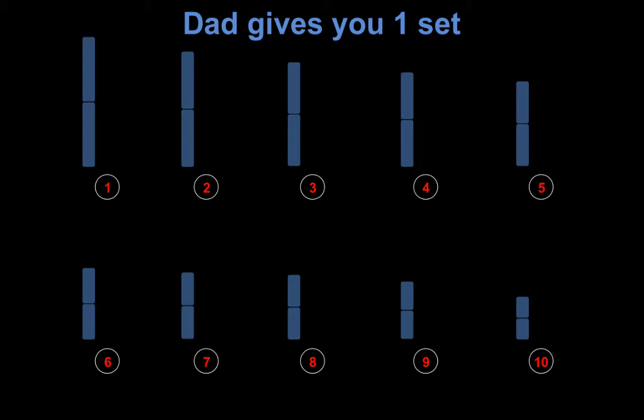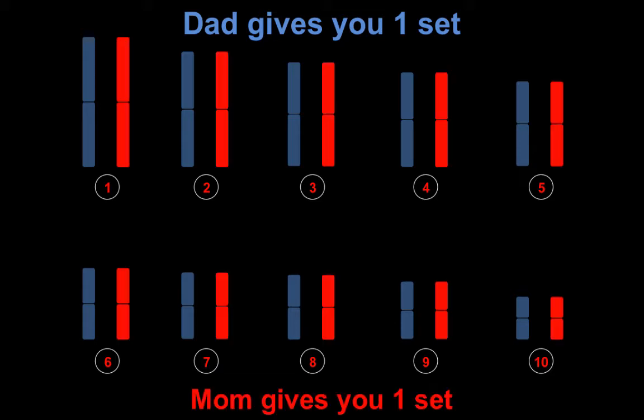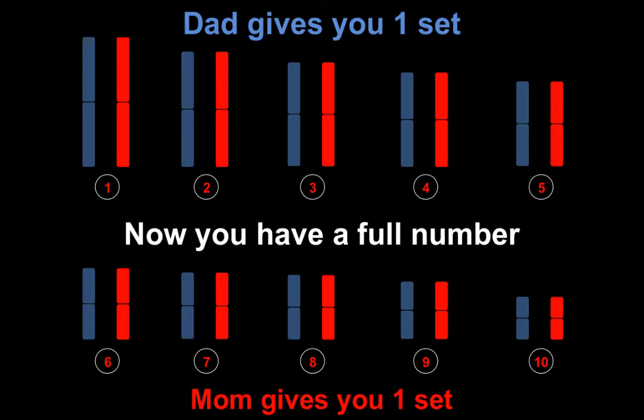So remember, your dad gave you one set. In this case, this is an organism that has 10 chromosomes. And so dad has given them one of each. Mom then gives them one of the exact same one. So now they have two sets of 10 for 20 total. So now they have a full number. Now in human beings, you have two sets of 23 for 46 total.